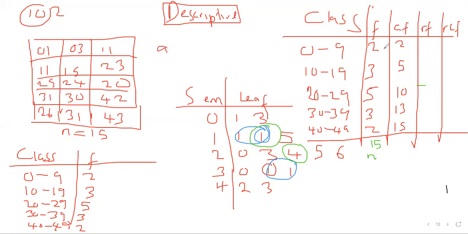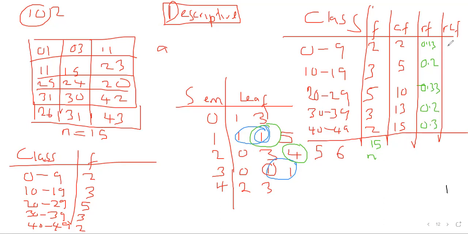Then for relative frequency, we're simply dividing everything by the total. Relative means with respect to the total. So 2 divided by 15, we get 0.13. How about 3 divided by 15? We get 0.2. And 5 divided by 15, we get 0.33. And 3 divided by 15, 0.2. And 2 divided by 15, 0.13.